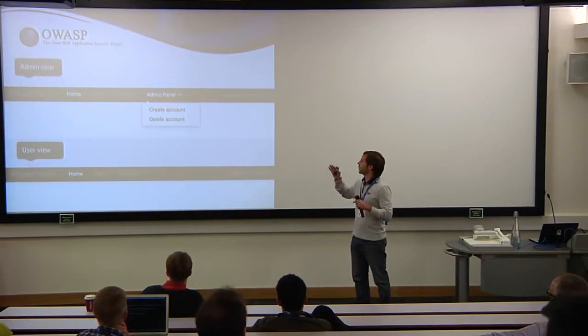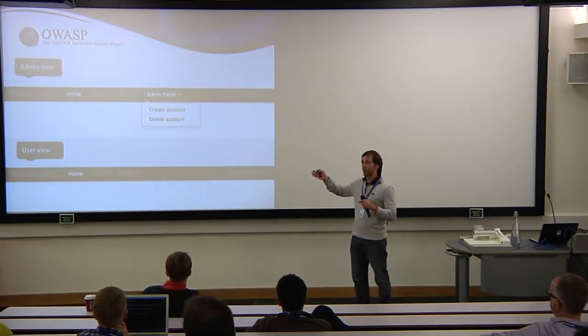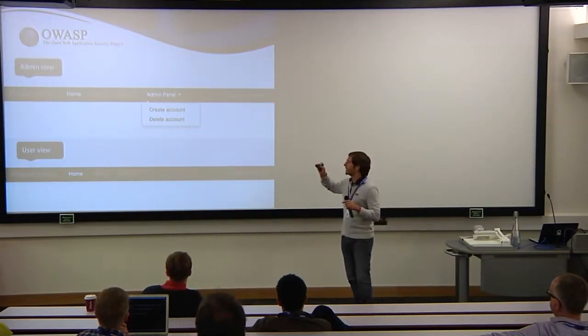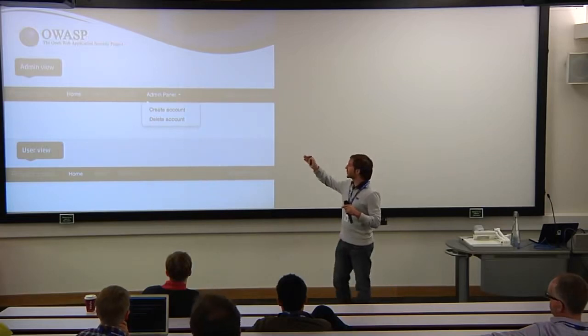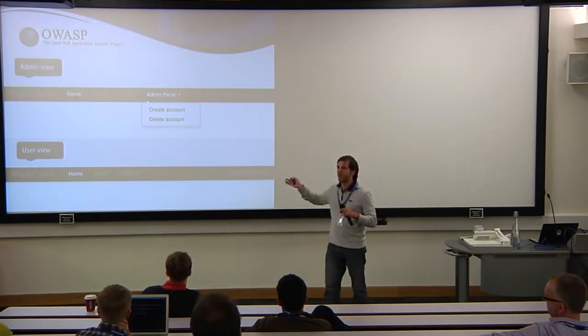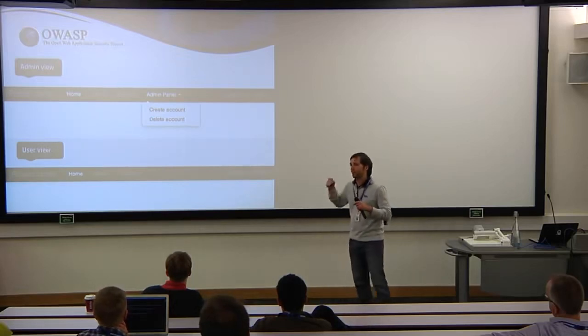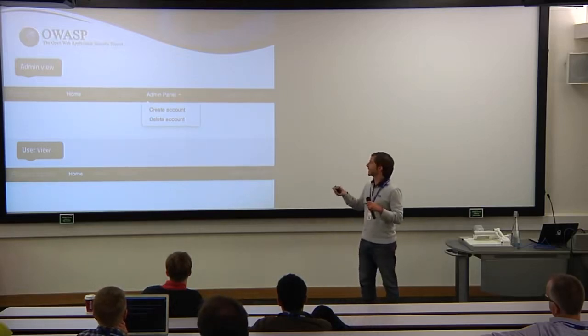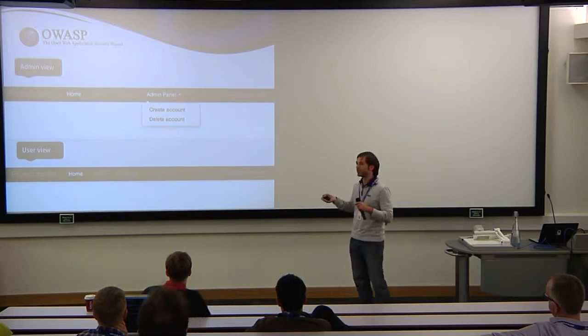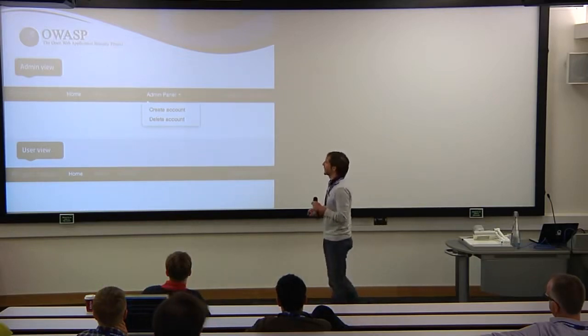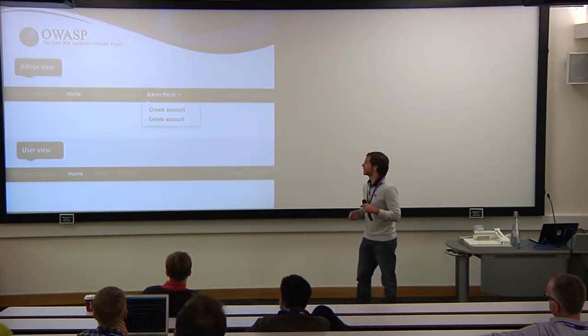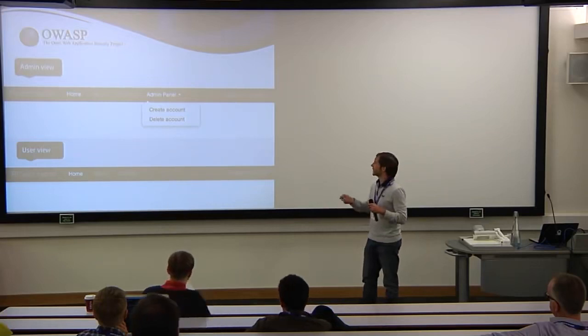This is a typical web application where we have different roles. For example, we have an administrator role that has access to an admin panel where he can create or delete accounts. Also, we have a user view where the user, as a regular user, cannot access these features because they are supposed to be only accessed by administrators or some special privileged accounts.